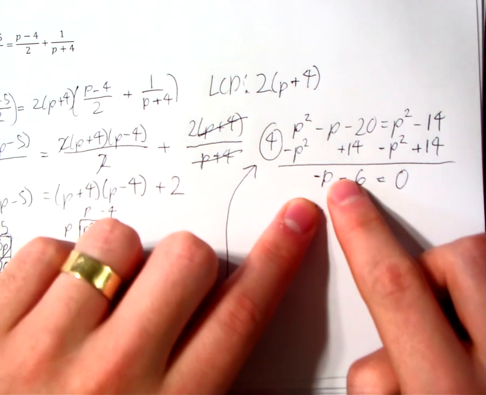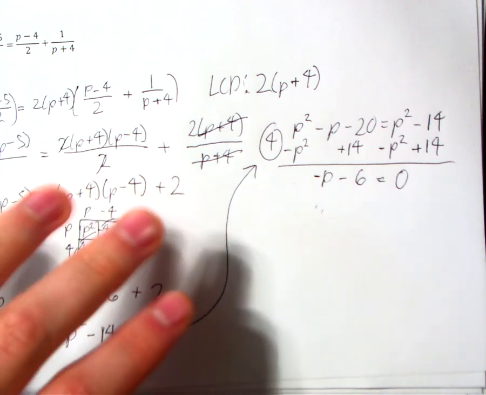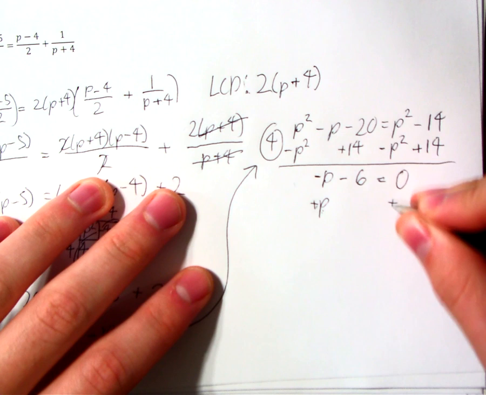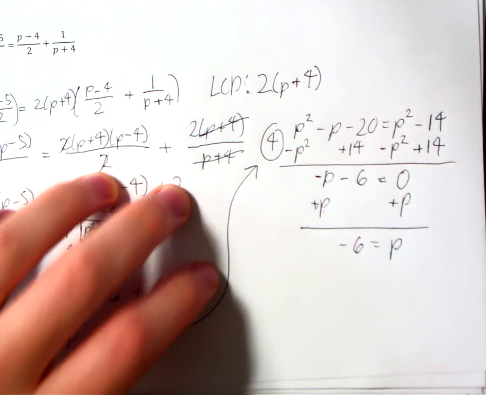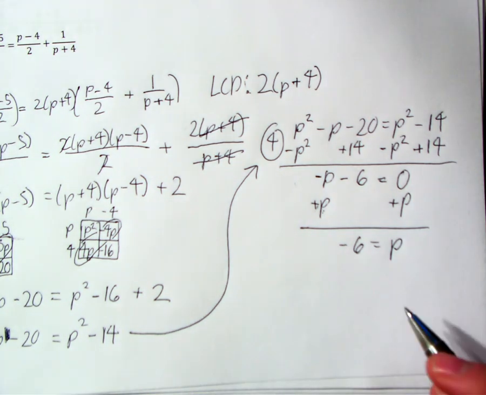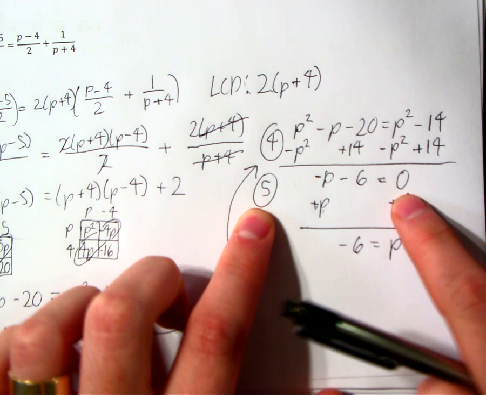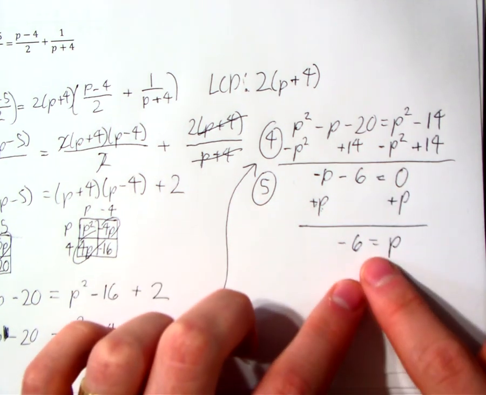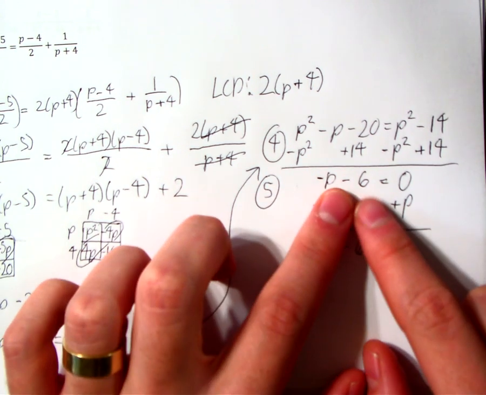Can I solve this polynomial equation? I think I can. Let me do this. All I need to do is add p to both sides. If I add p to both sides, then I've got negative 6 is equal to p. So what's p? P is negative 6. Now, by the way, that was step 5 that I just did, where I solved that polynomial equation that was set equal to 0. I found the zeros here. P is equal to negative 6. Now, p equal to negative 6 is definitely a solution to this polynomial.